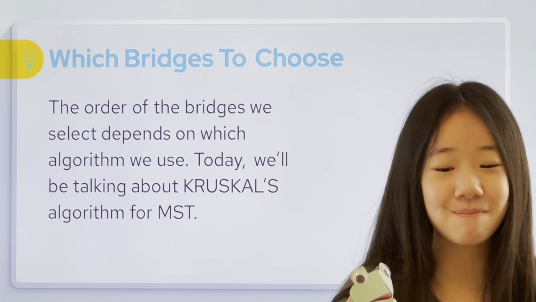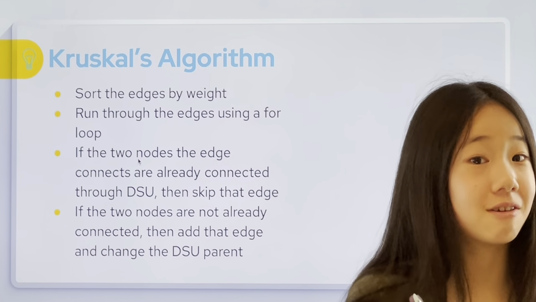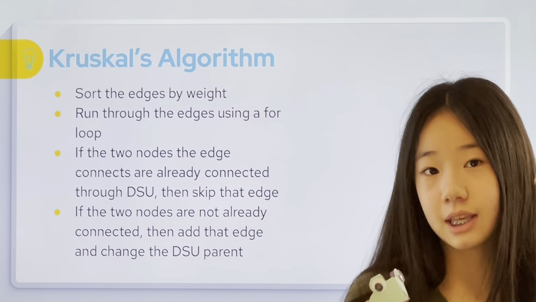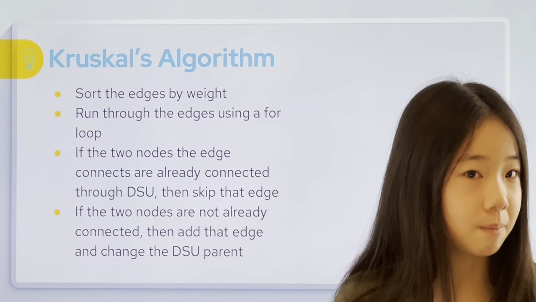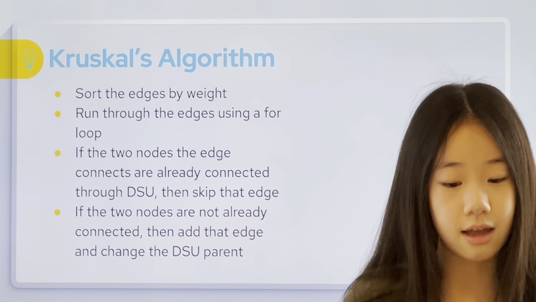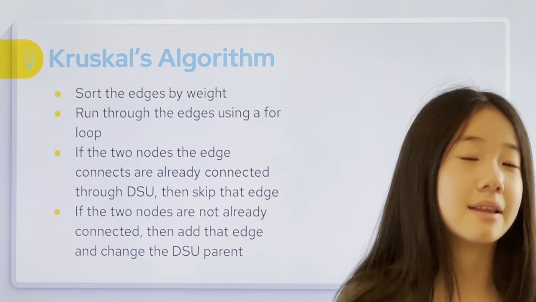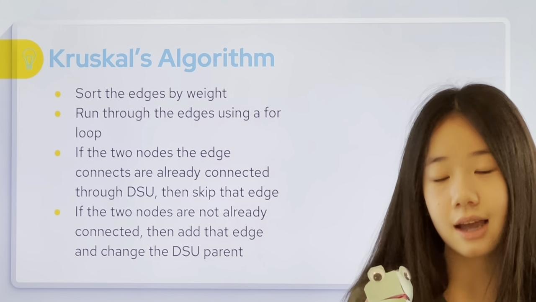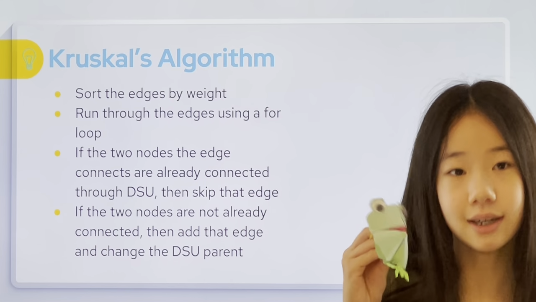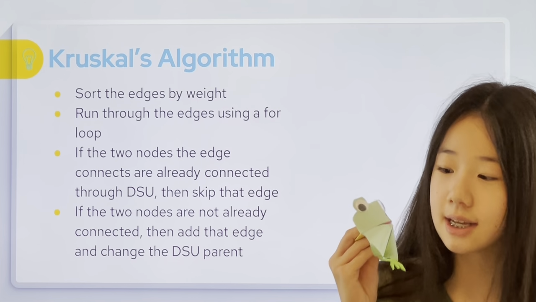I'm getting to it. Kruskals' algorithm is an algorithm where we sort the edges by weight. Then we run through the edges from least weight to most weight using a for loop. If the 2 nodes the edge connects are already connected, then we skip the edge. But if they aren't, then we add the edge to the total cost variable and change the parent. Great! So this makes sense theoretically. Now, can you give me an example?